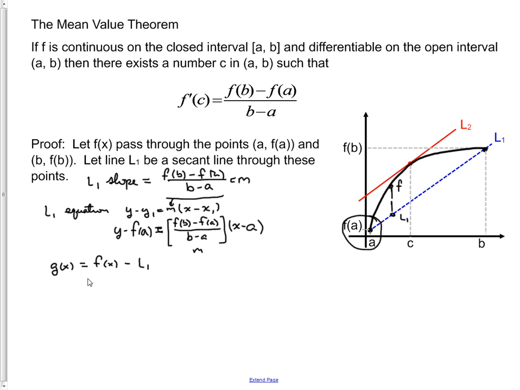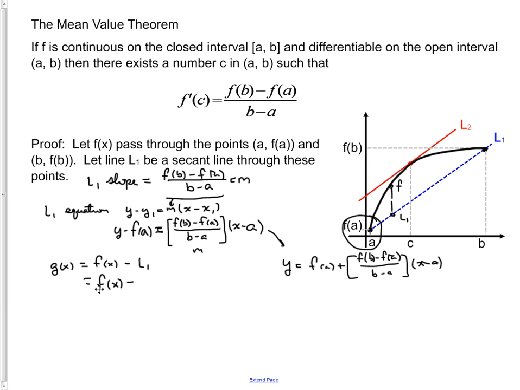All right? So what does that look like? Well, that is the function f of x minus, well, let's see, what is the y value right here? If I solve for y, y is equal to f of a plus m, which is f of b minus f of a, divided by b minus a, times the quantity x minus a.